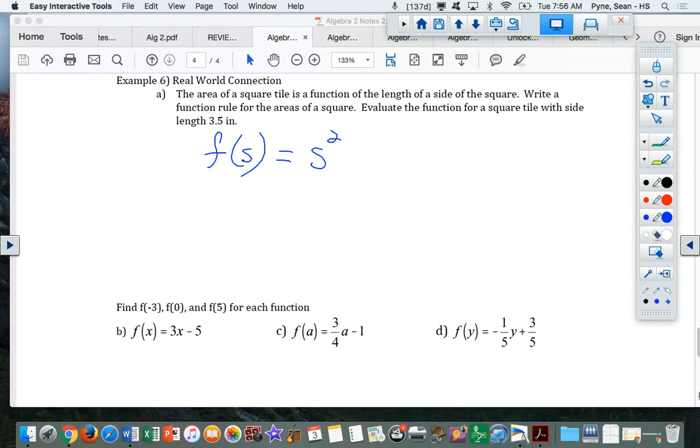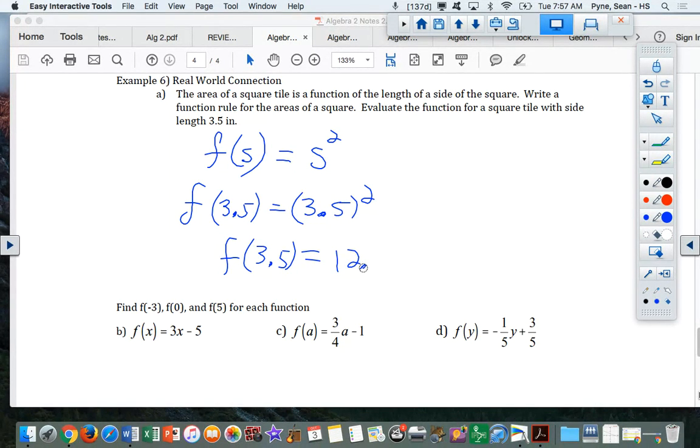These variables are the same. Now, saying that the side is 3.5, what that means is I'm going to be plugging in f of 3.5. This 3.5 just gets plugged in for s. And then the function at 3.5 equals 12.25 inches squared.